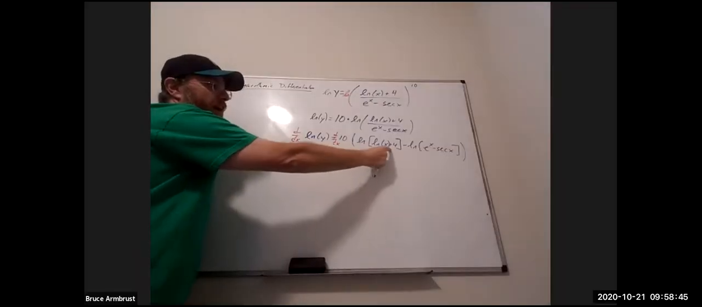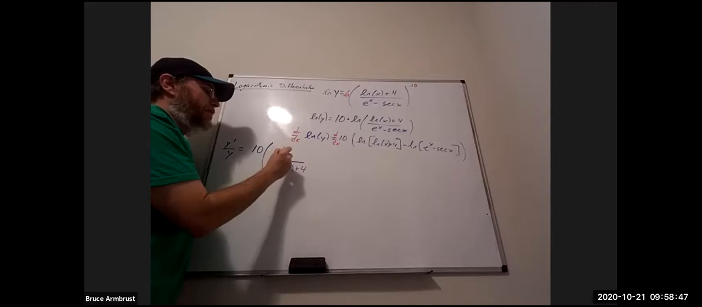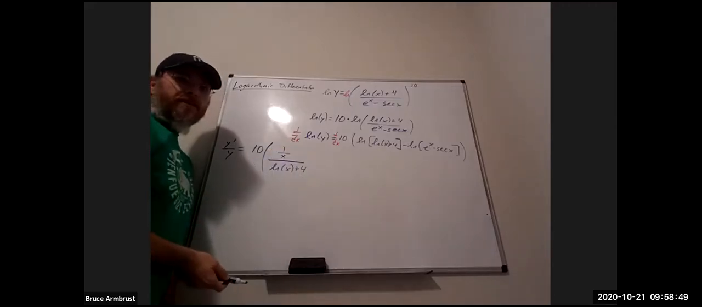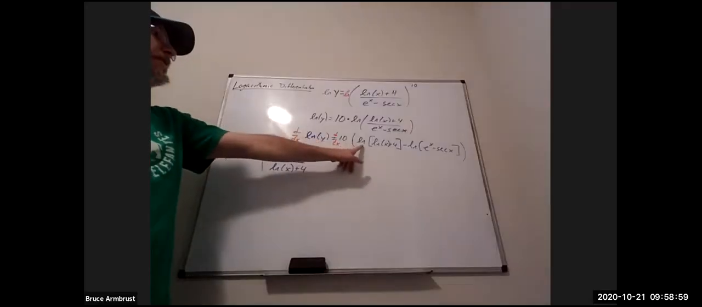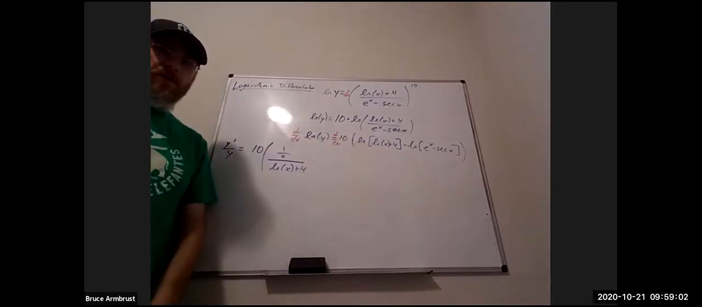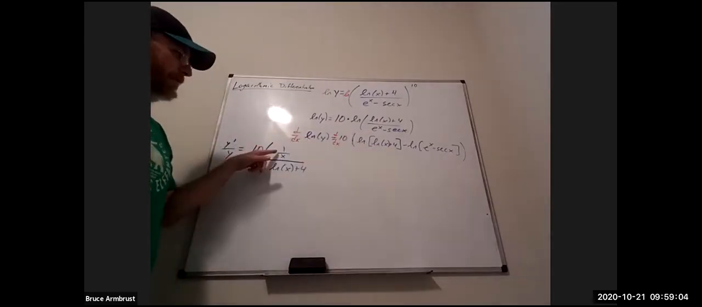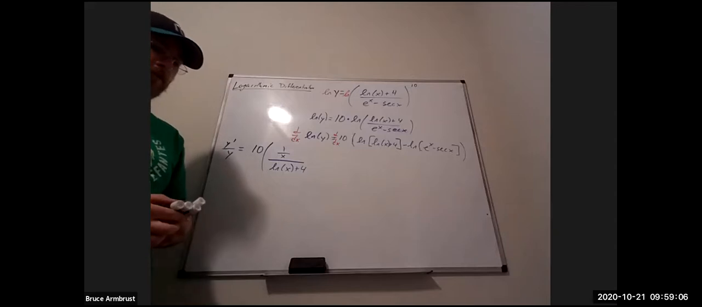One over natural log of... So just the inside, natural log, its derivative is 1 over x. And then the 4 is a constant, so that goes away. So the derivative of natural log of x plus 4 is 1 over x divided by the natural log of x plus 4.